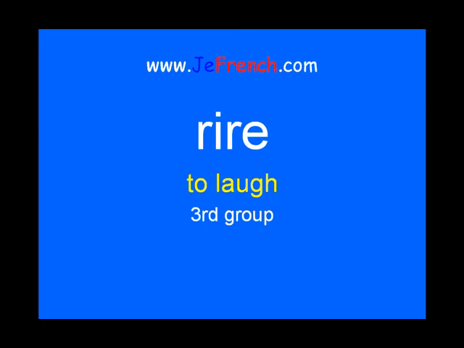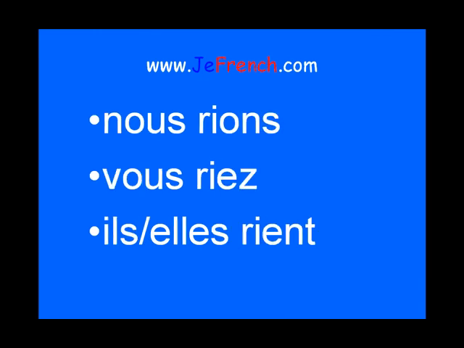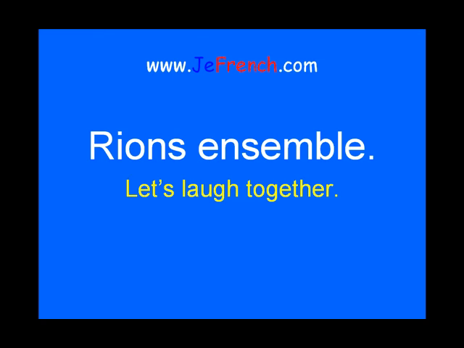Rire, to laugh. Third group. Je ris, tu ris, il rit. Nous rions, vous riez, ils rient. Now it's il rit, okay? We only hear the E at the end. Il rit. Imperative: ris, rions, riez. Rions ensemble. Let's laugh together.